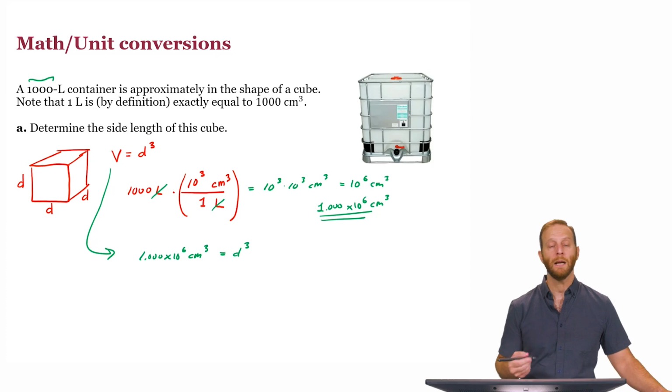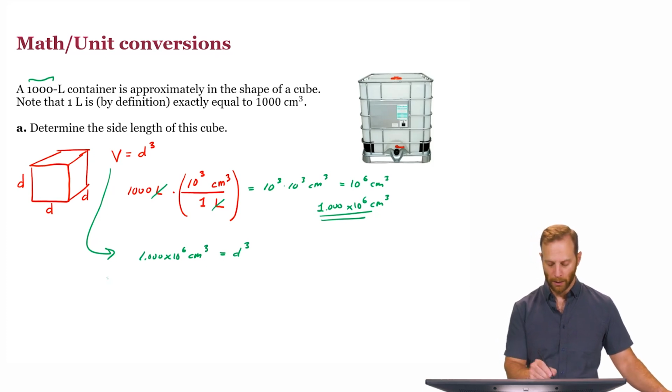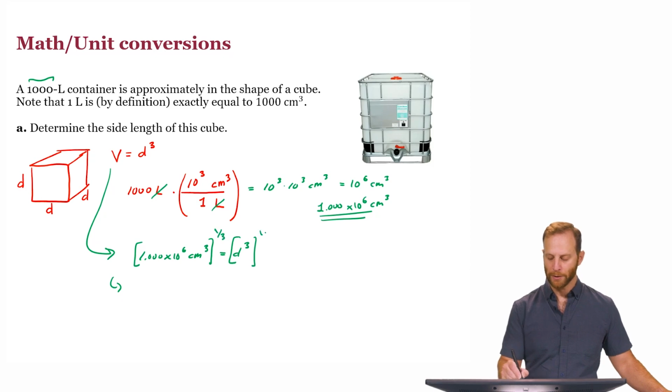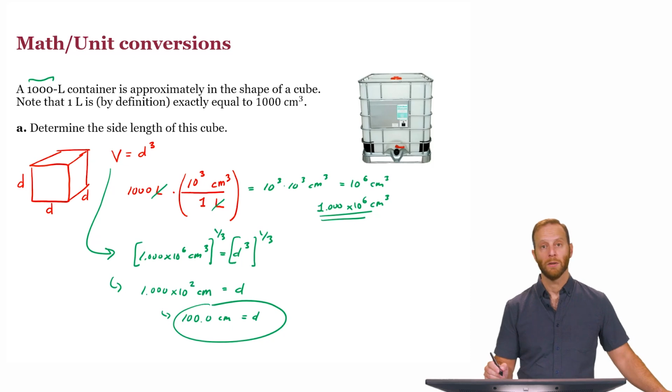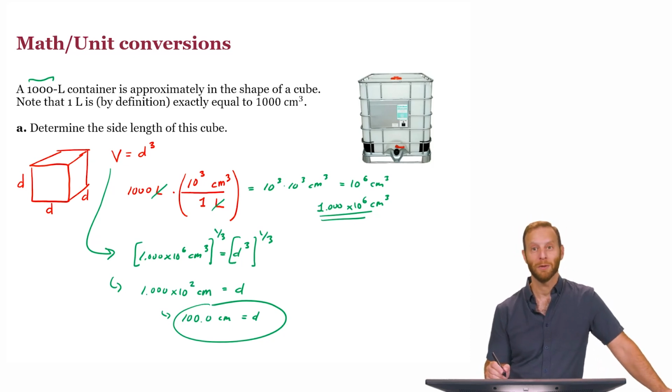And since I want to find d, I'll simply take a cube root of both sides of that equation. The cube root, which I can think of doing like this, to both sides, take them to the power of 1/3. That's the same thing as taking a cube root. And what I find is this is 1.000 times 10 to the 2 centimeters. The centimeters cubed becomes centimeters, and that should give me d. So we're basically at our answer, and if you want instead, you could write this as 100.0 centimeters would be the side length. Or in other words, 1 meter is the side length.